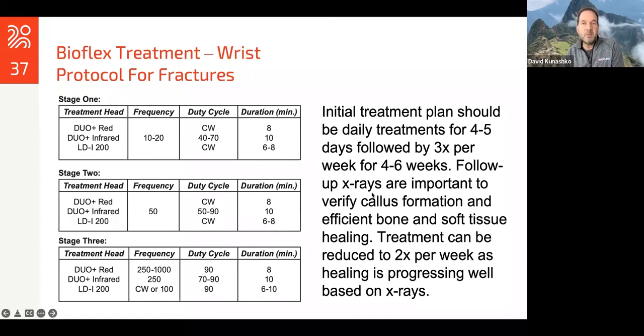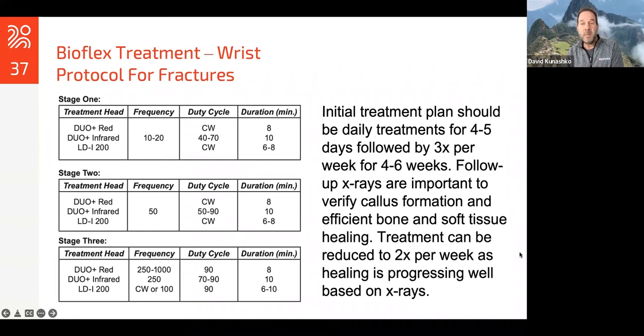So generally speaking, the treatment plan, if you're treating a fresh fracture, you want to treat 4, 5, 6 days in a row if possible. Remember that one research they did 20 days in a row? Well, it's not possible probably, but if you can kickstart it and get it going every day, that's ideal. Then followed up by 3 times a week for probably 4, 5, 6 weeks. It all depends on the type of fracture and the severity, right?